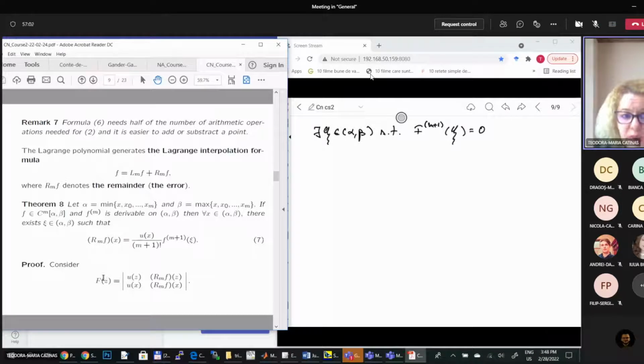The variable is z, so we have to differentiate the first line. So we need the derivative of order n plus 1 of u.